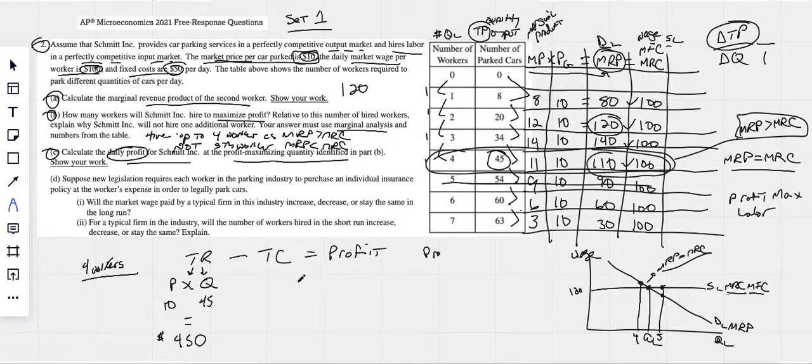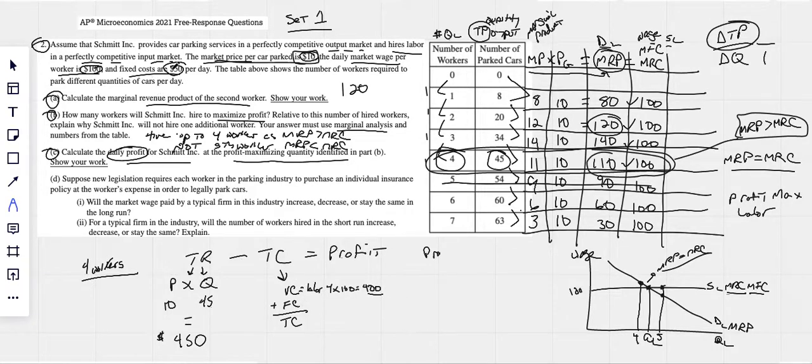Now, total cost is a little bit different. Total cost is not only variable cost, but it's also fixed cost. This is going to give us our total cost here. Variable costs, we have to know, is usually talked about with the AP as labor or wages. So our variable cost is $100 for each worker. We've got four workers, four times 100, right? Equals $400. That's our variable cost.